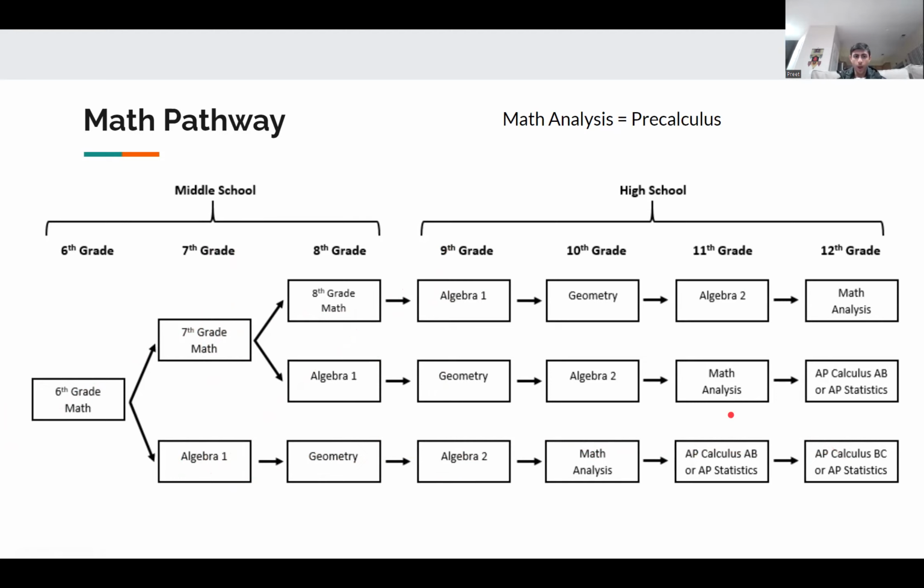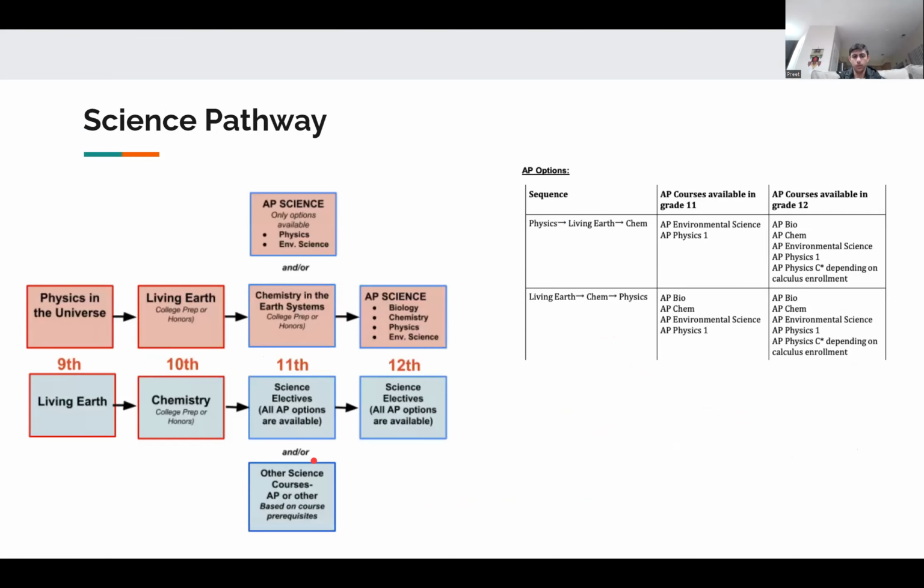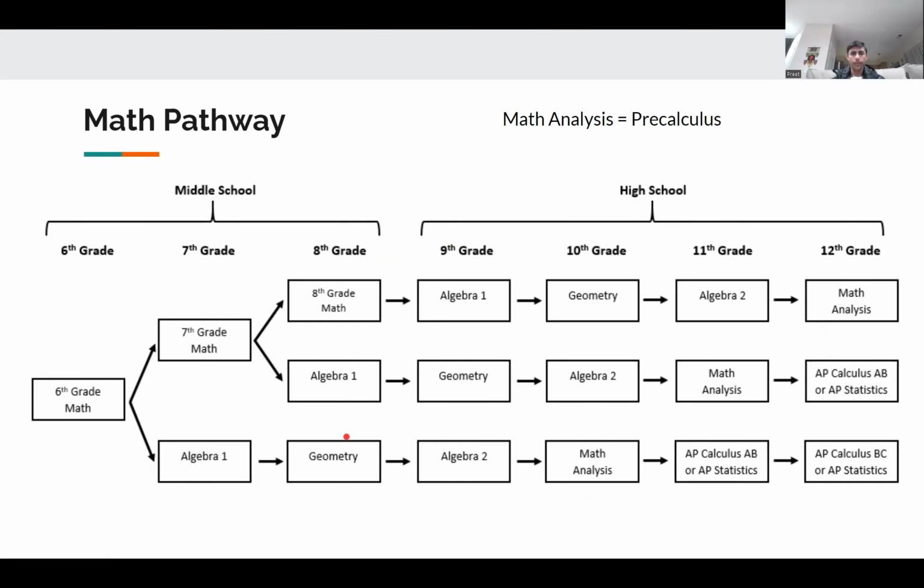Now, it depends on another pathway. In 8th, you can take just regular math, and you can get an elective or accelerated math course right here, where you take algebra 1 in 8th, geometry and algebra 2 in 9th, algebra 2 and pre-calc in 10th, and then AP Calc in 11th or 12th. And then there's a regular school pathway where you do algebra 1 in 9th, geometry in 10th, algebra 2 in 11th, and pre-calc in 12th. So this is the math pathway.